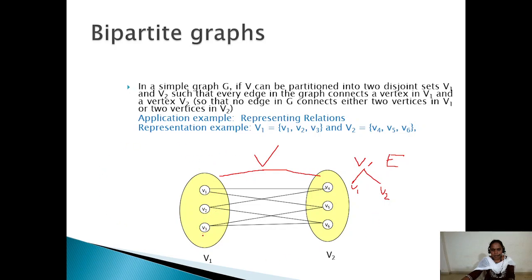V1 vertices: how many? V1, V2, V3. V2 vertices: V4, V5, V6. No edge is connected between the V1 vertices, and no edge is connected between the V2 vertices. This is the bipartite graph.